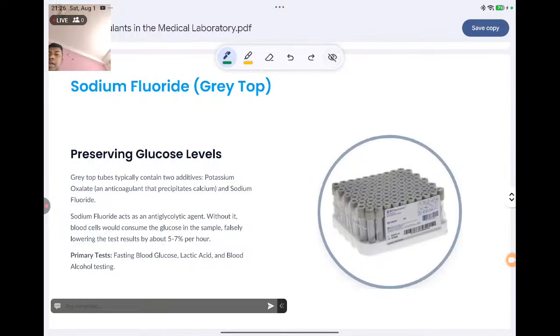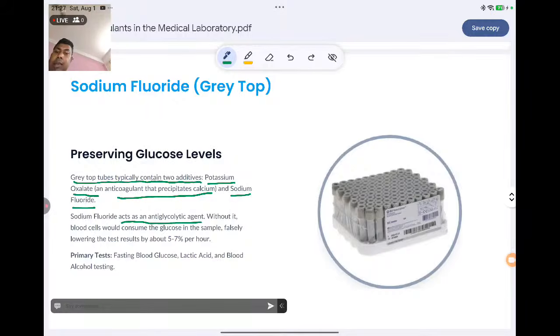Now, sodium fluoride tubes are gray top tubes. They are gray top tubes which contain two additives. One is potassium oxalate, which is an anticoagulant that precipitates calcium, and the other is sodium fluoride. Sodium fluoride acts as an antiglycolytic agent.